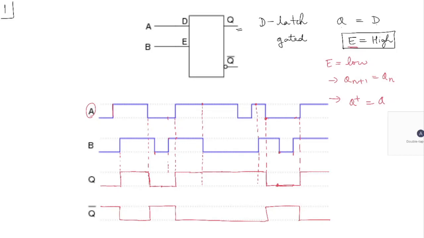So let's write. I'm trying to erase this D. Huh, interesting. Anyway, so this is basically A. So let me write it this way. Okay, hopefully that makes sense.